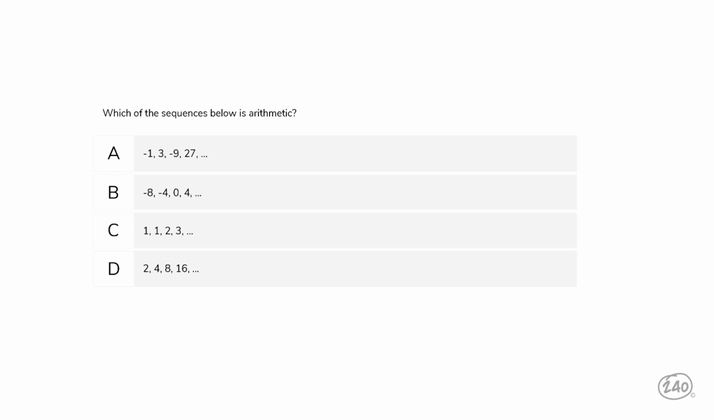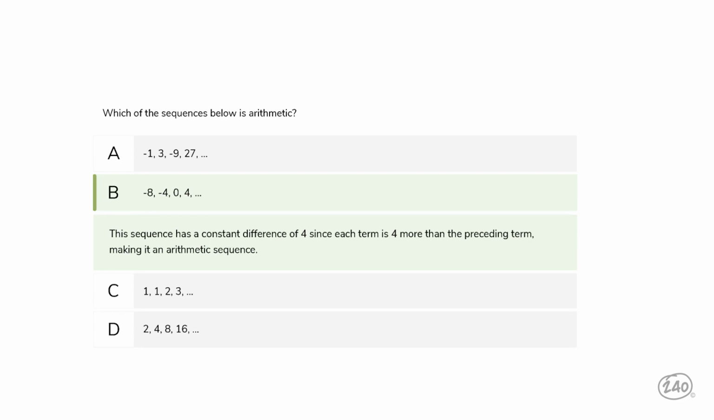An arithmetic sequence is one where the same amount is added or subtracted from each term to the next. The only one that meets this criteria is B. This sequence has a constant difference of 4 since each term is 4 more than the preceding term, making it an arithmetic sequence. Alright, we're cruising right along.